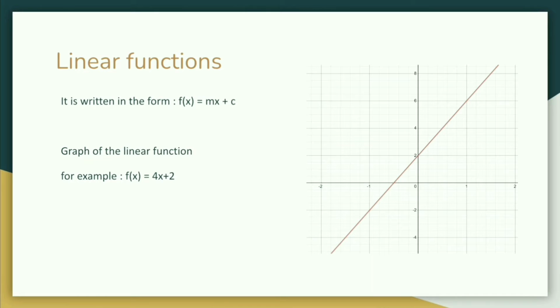Linear function. It is written in the form of f(x) equals mx plus c. For example, f(x) equals 4x plus 2. By comparing with the general formula, the y-intercept is 2 and it crosses the graph at y equals 2. By comparing with the general formula again, the gradient is 4.